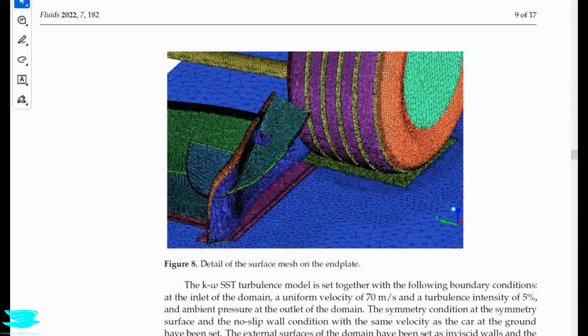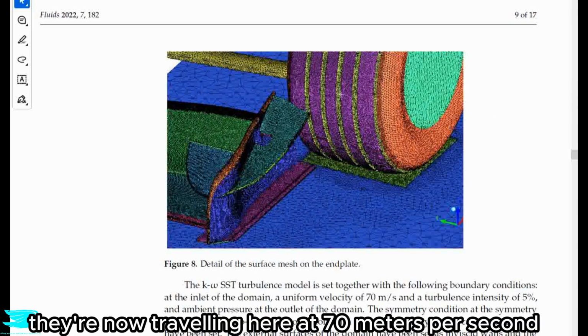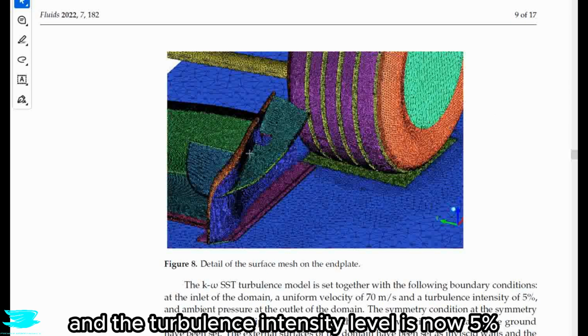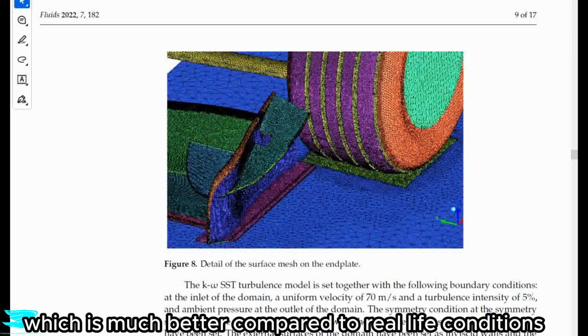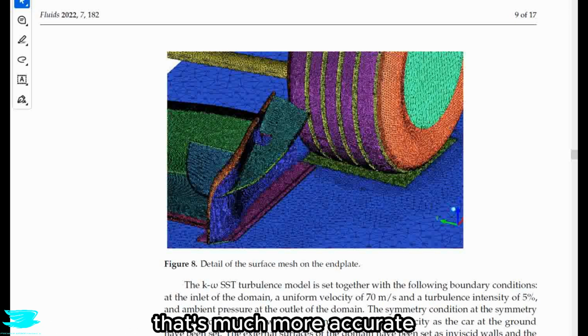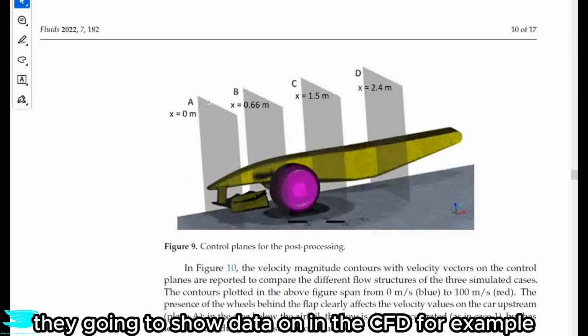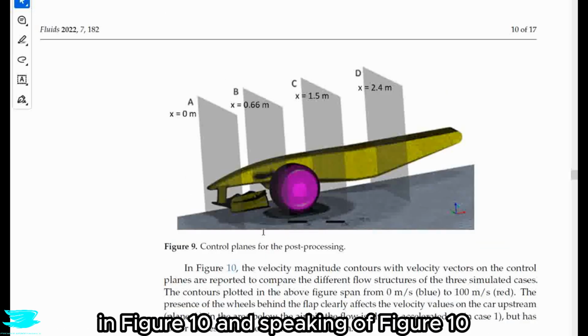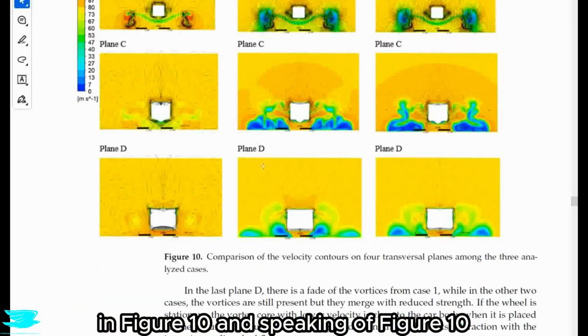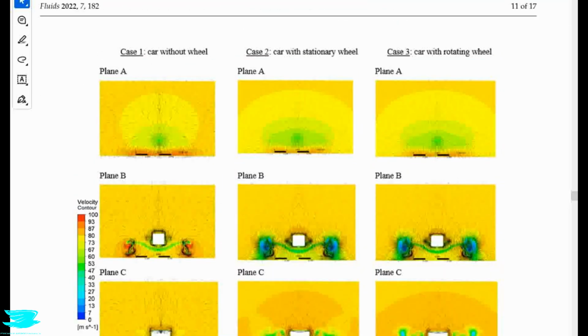Anyway, they're now traveling here at 70 meters per second, and the turbulence intensity level is now 5%, which is much better compared to real-life conditions. That's much more accurate. Now in figure 9, we see the 4 cut planes that they're going to show data on in the CFD, for example, in figure 10. And speaking of figure 10, let's go there now to see their results.